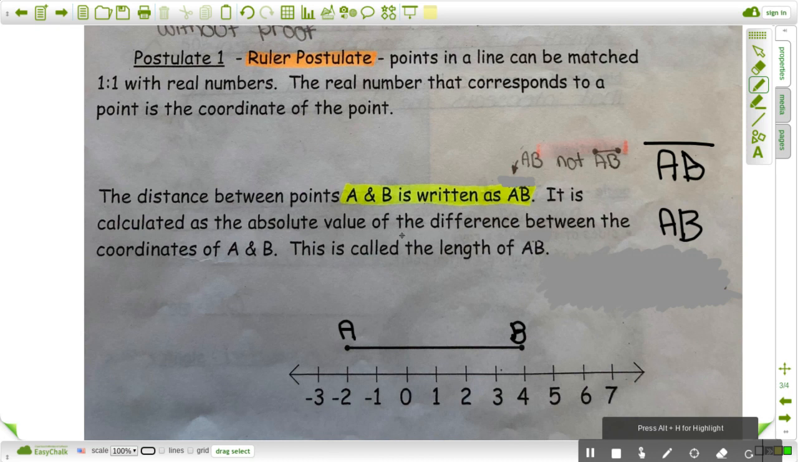And the length right here, this is called the length of AB. So the distance between 2 points is written like this. And you have to use the coordinates to find the distance. And if you write it like this for the distance, it's completely wrong. So once again, this symbolizes the segment, the name of the segment. This symbolizes the distance between 2 points.